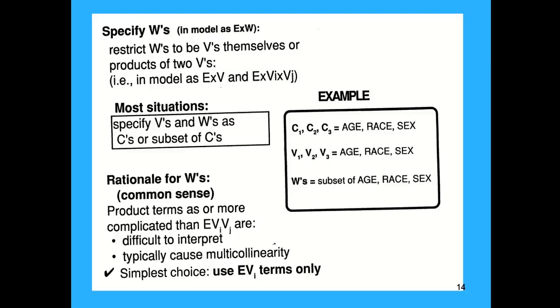So what do you want to do? The rationale for the W's, again, is common sense. Product terms as or more complicated than E, Vi, Vj, or even just E, Vi, are difficult to interpret and typically cause multicollinearity, so the simplest choice is just to use E, Vi terms. I'm just giving you a guideline on how to do the variable specification stage, but it's still always up to you. Now, there is a question of how do you give a test on it, but that's my problem, you know. How do I write questions on it? But when you have your data, you have to decide.